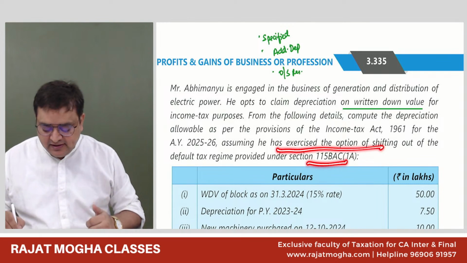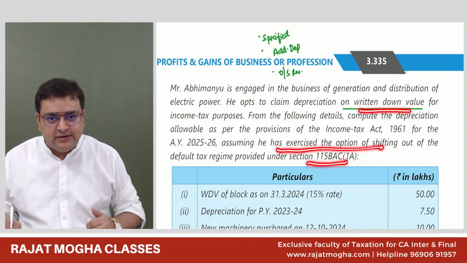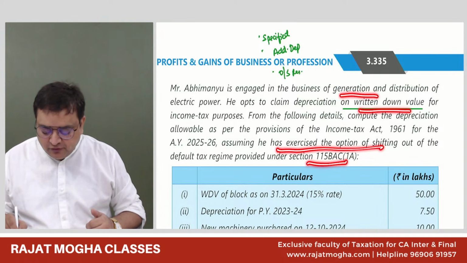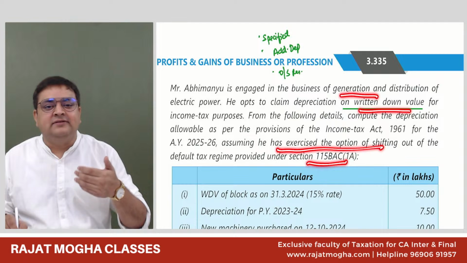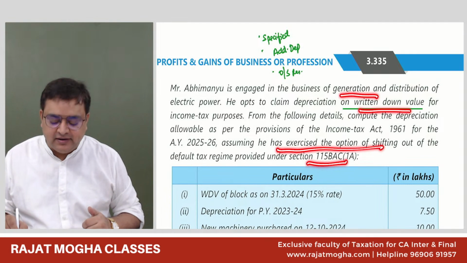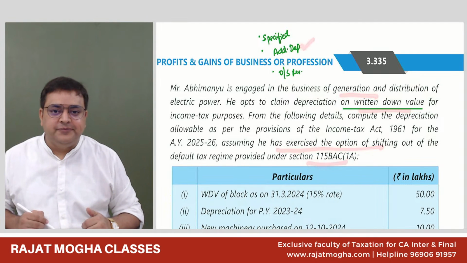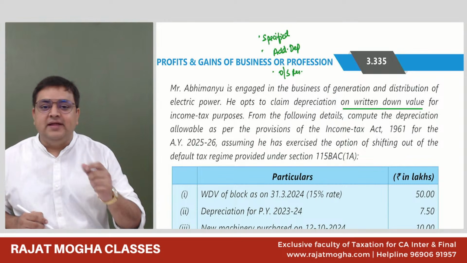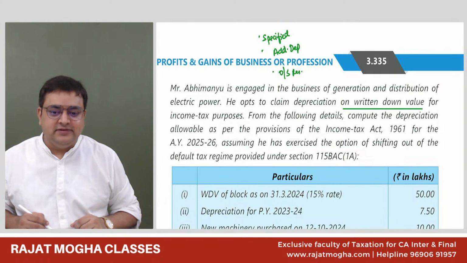So in this question, this is a classic example: he is following optional regime, he is not following default, and he is also opting WDV method, right? And he's also in manufacturing. Generation of power will be considered as manufacturing business. So additional depreciation would be there. Understood? Now tell me, how much is the additional depreciation? What is the rate?